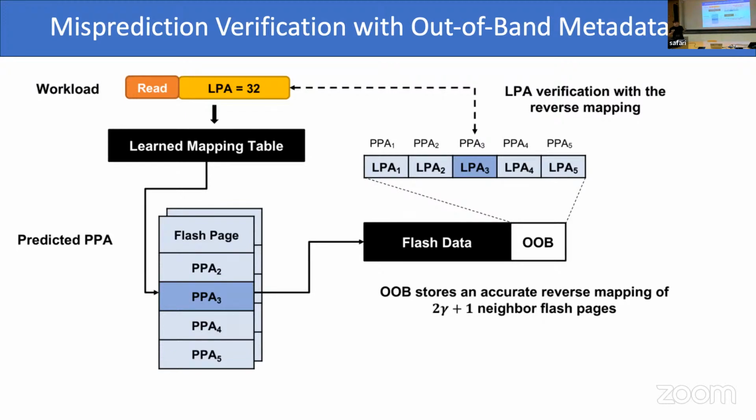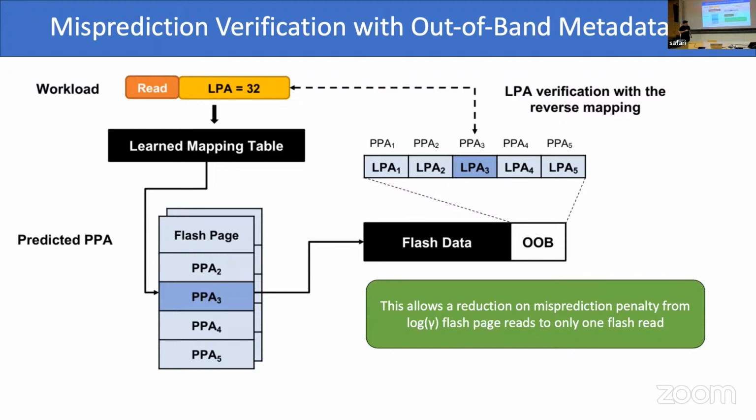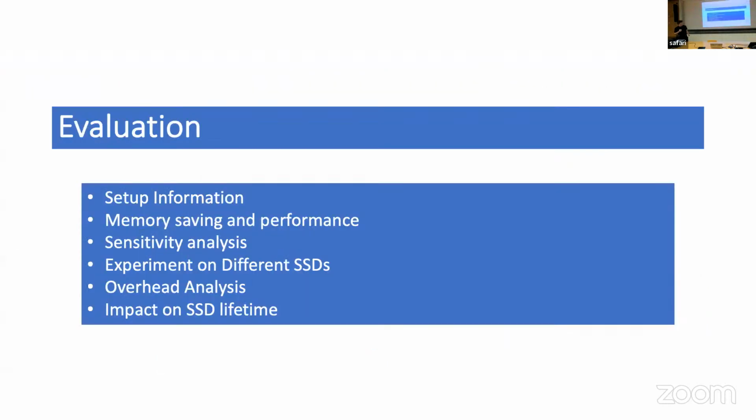That means that thanks to our linear regression, we have an error bound of gamma, and we are sure that the right LPAs is in that out-of-band data. So like that, we can do a verification on our translation, and we are sure that it's not a misprediction. And this method allows a reduction from log of gamma flash pages read to only 1 flash page read every time we look up on an approximate segment.